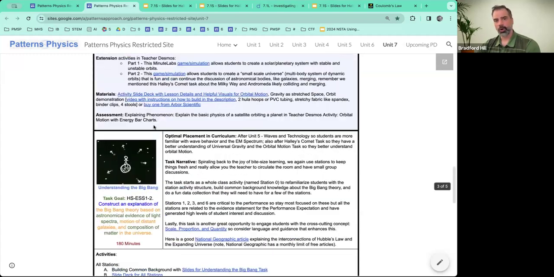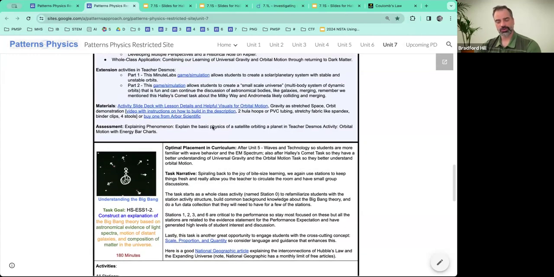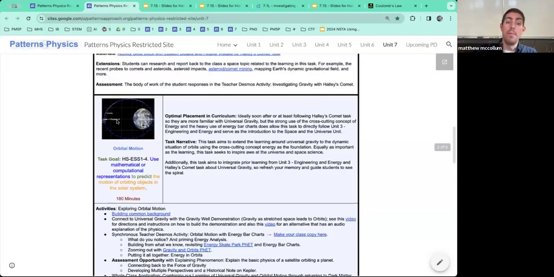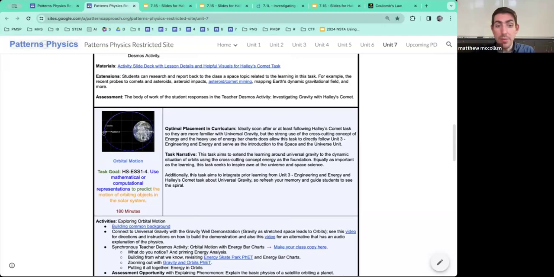All right, so that's the overview of the unit. It doesn't have the storyline and the engineering project like the other units, because of this modular nature. And I think Bradford, you might have mentioned, as an aside, that there is a note on optimal placement about where the best placement is.